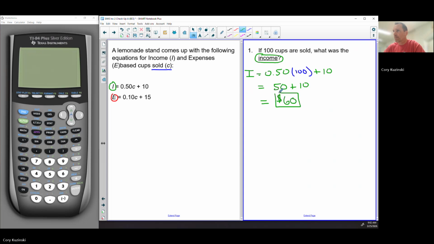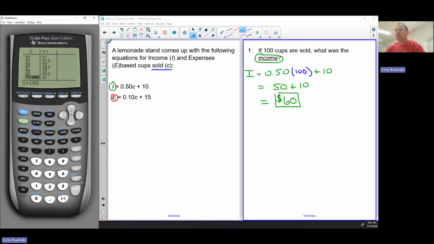There we go. Other ways we could do that: maybe we go to the y equals button of our calculator and type in 0.50x plus 10. We go to the table and go down to 100 cups. I would think doing mental math would be a faster way than this, but we're going to get the right answer. You can see it approaching $60. And there we go, $60 at 100 cups.